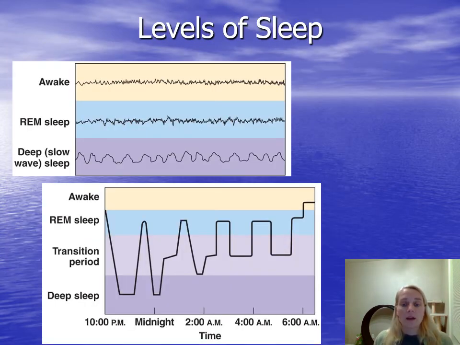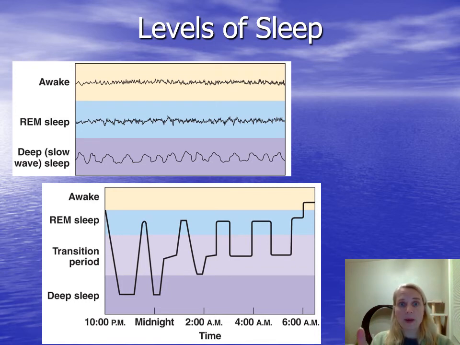Okay. The last higher order function we're going to talk about is states of consciousness. So we all have varying states of consciousness. A regular kind of normal person is mostly awake during the day and asleep at night. We'll just kind of go with that very basic idea of our states of consciousness. So this is sometimes called your circadian rhythms or your sleep-wake cycle.